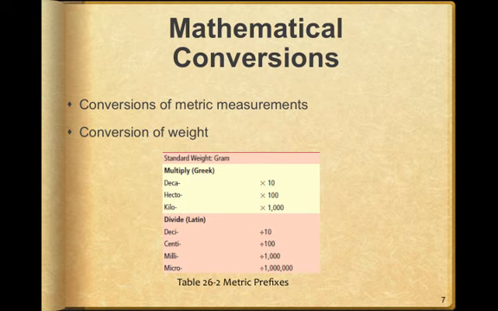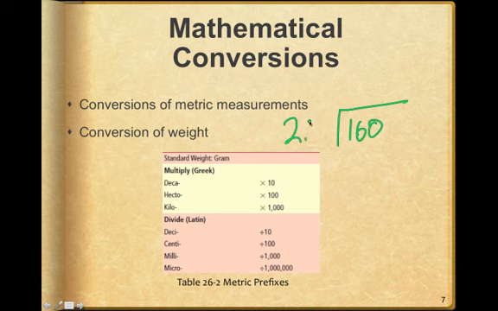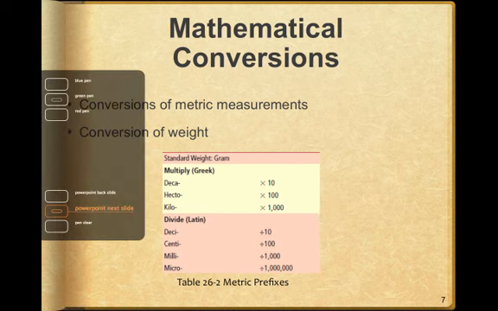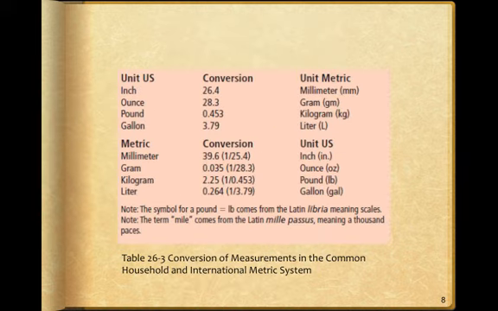Mathematical conversions, conversion from the metric system, conversion of weight. Very simply, we do a lot of conversion. Most people know their weight in pounds. So the easiest way to determine their weight in kilograms, if they were 160 pounds, would be to divide that by 2.2. Very simply, that would give us their weight in kilograms. And again, we'll do plenty of that and talk more about that in Math for Medications.